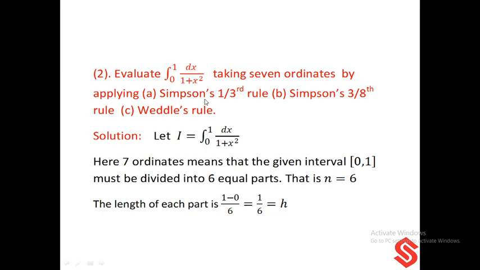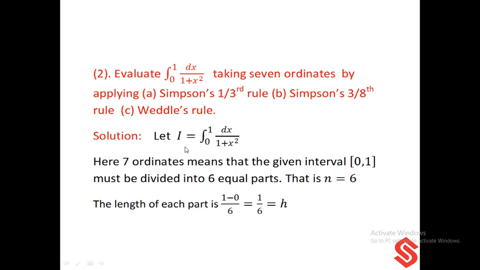Evaluate integral 0 to 1 dx by 1 plus x square taking 7 ordinates by applying A, Simpson's 1/3 rule, B, Simpson's 3/8 rule, and C, Weddle's rule. Here it is given taking 7 ordinates. So it means you have to divide the interval 0 to 1 into 6 equal parts. If you divide into 6 equal parts, you will get 7 ordinates.